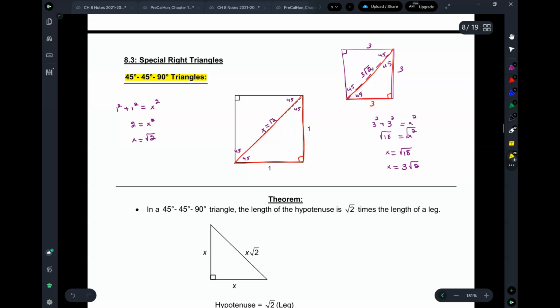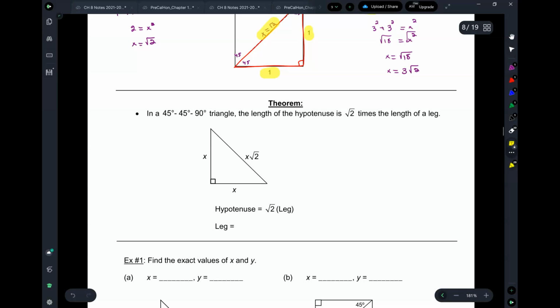So what do you see here? The relationship is, in this case, the legs were both a length of 1, and this hypotenuse is 1 times root 2. In this case, the legs were each a length of 3, and the hypotenuse turned out to be 3 times root 2, right? So that tells us that there is a relationship between the legs and the hypotenuse of a 45, 45, 90 triangle. And that's a theorem: in a 45, 45, 90 triangle, the length of the hypotenuse is root 2 times the length of the leg.